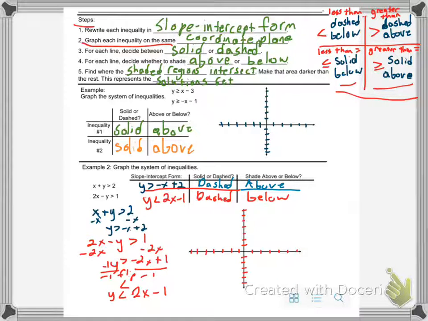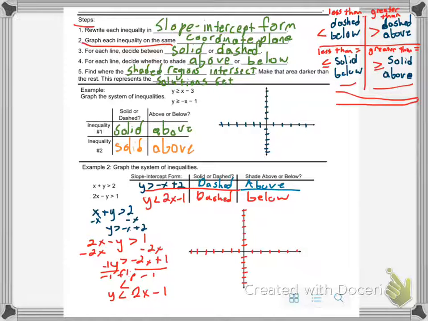For each line, decide whether to shade above or below. If it's greater than, you're going to shade it above. If it's less than, you're going to shade it below. If you notice the left half of this over here, less than, you're going to shade below. Greater than, you're going to shade above.